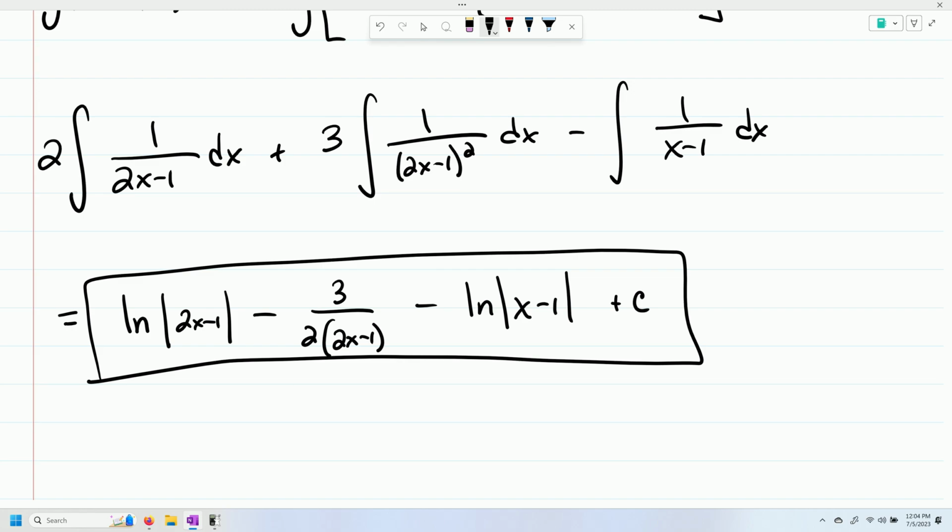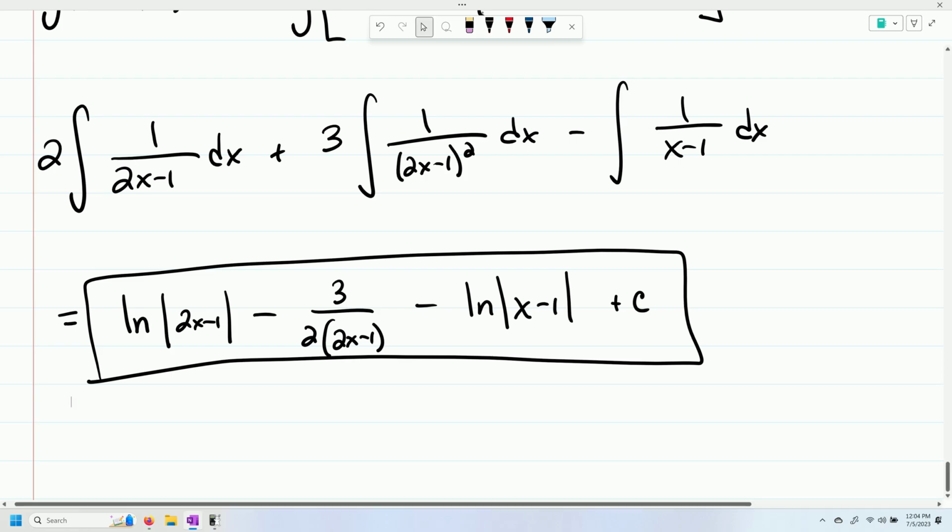So since this video is already an hour long, I'm going to cut it off on this video. But in the next video, I'm going to do a couple examples where we have repeated terms, okay? Repeated quadratic terms. That's what I want to focus on, the quadratic ones. So I'll see you in the next video.